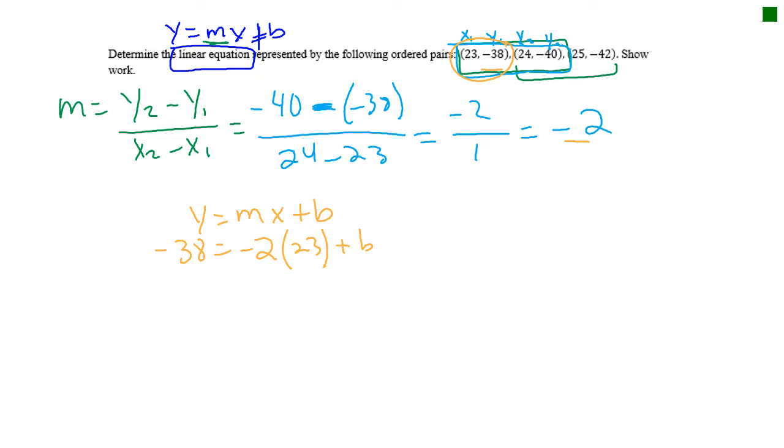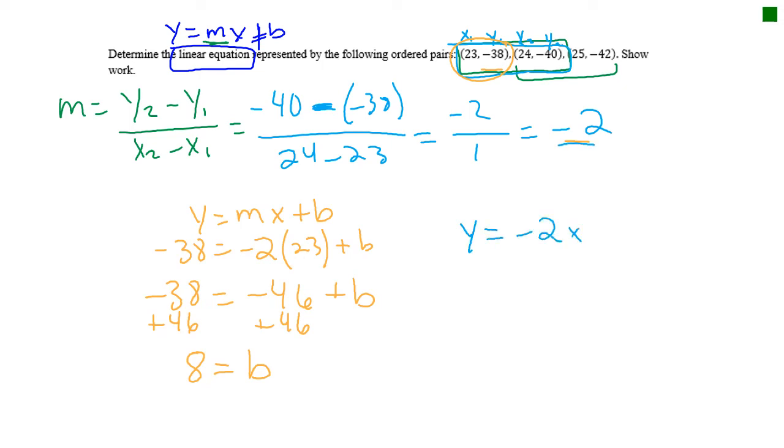-2 times 23 gives me -46 plus b. I'm solving for b, don't forget. So if I'm solving for b, I need b by itself. So that means I have to get rid of that -46. How do I get rid of it? By doing the opposite. So I'm gonna add 46. Whatever you do to one side, you're gonna do it to the next side. So my b is gonna be 8. Well, don't I have enough information to write my equation? Yes. I have y equals m, which is negative 2x plus 8.